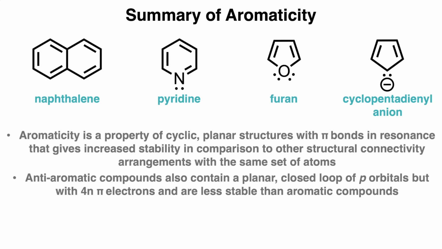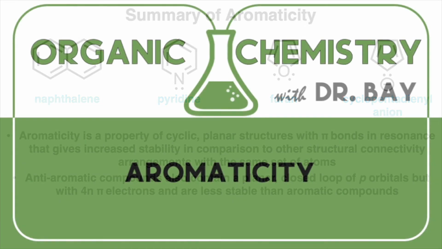In summary, we learned that aromaticity is a property of cyclic planar structures with pi bonds in resonance that gives increased stability in comparison to other structural connectivity arrangements with the same set of atoms. Anti-aromatic compounds also contain a planar closed loop of p orbitals, but with 4n pi electrons, and these types of compounds are less stable than aromatic compounds.